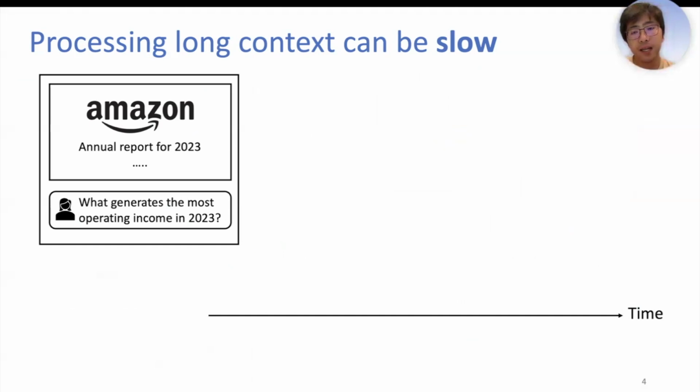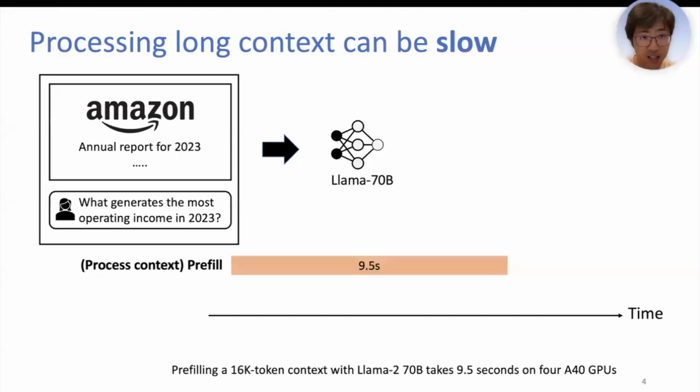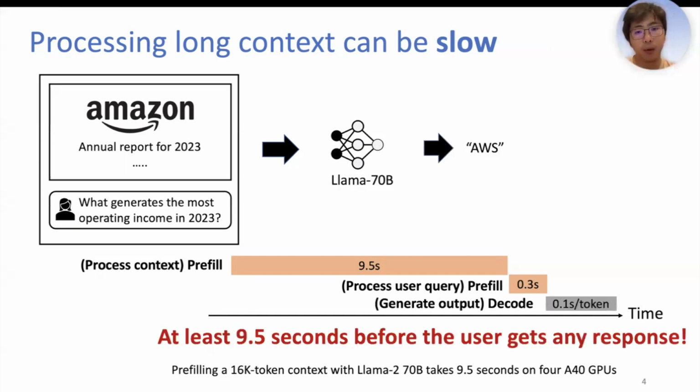So if you feed a document and a query to a Llama 70B model, what happens is this: it will first go through a phase called prefill, which processes the context into an intermediate form that the large language model can understand. And then you will go through a prefill for the user query. Only after these steps can you generate the answers one by one. And it is at least 9.5 seconds before the user gets any response in this case.